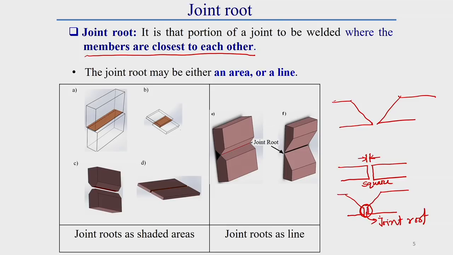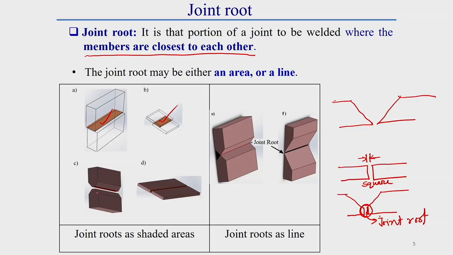If this region has zero width, here you see there is no chamfer region, this is a line. From this figure you can easily see that sometimes this joint root can be an area, or sometimes it can be a line. Here you see in this square bar this is an area, like in case of a lap joint also, this joint root portion is an area.